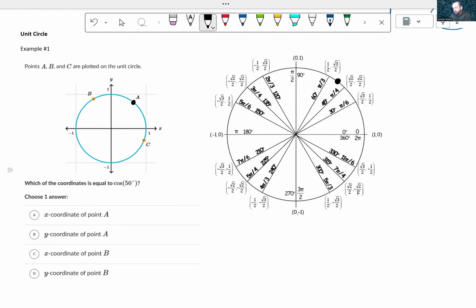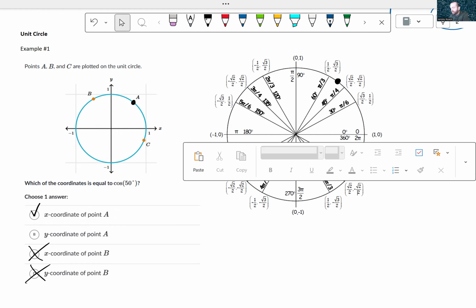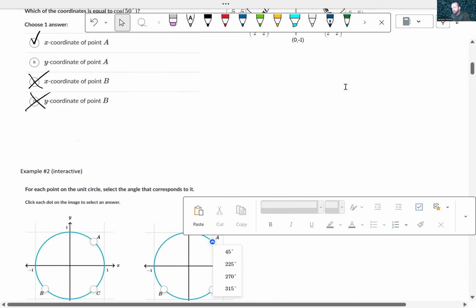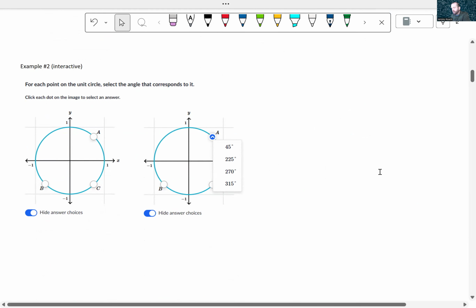So we can cross out answer choice C and D. Those aren't right. It's not going to be point B. Point C isn't even on there. And now it says, which one's cosine of 50? Well, cosine relates to the x coordinates. So it's going to be the x coordinate of point A. Let's try another one without the unit circle. Try this next example here.